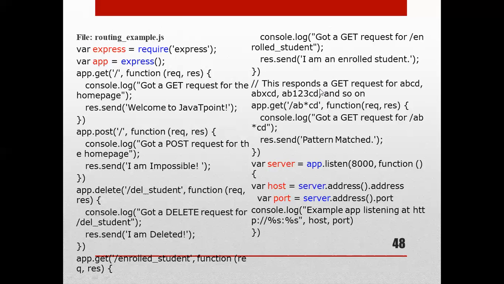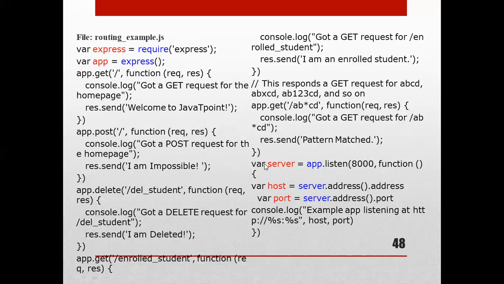Similarly, here we have a get request using some patterns, like abcd, abxcd. After that, app.get with the pattern slash ab star cd. The function has the parameters request and response. It prints got a get request for this pattern slash ab star cd, and it sends the message response.send pattern match.